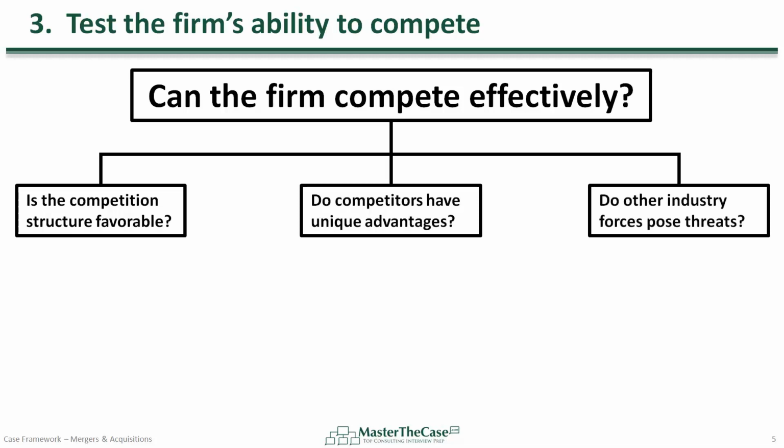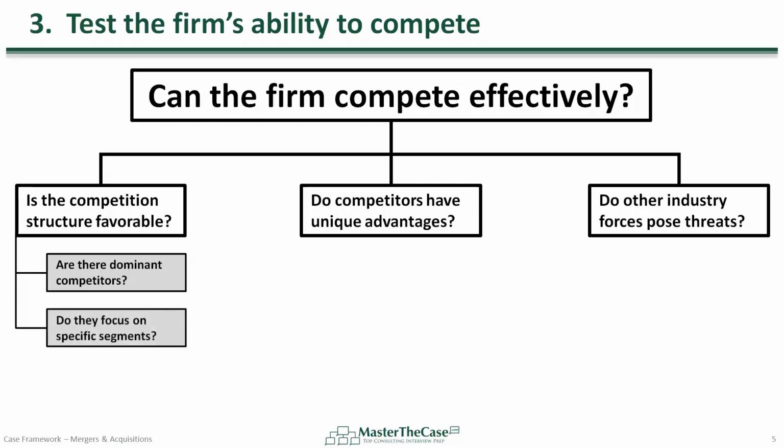To analyze the competition structure, we'll ask two main questions. 1. Are there dominant competitors? We must identify powerful and well-resourced players in order to avoid a direct confrontation with them after the acquisition. Moreover, we must be prepared to abandon the acquisition if it involves a high risk of intense competition. And 2, if there are dominant players, do they focus on specific segments? We must keep away from segments dominated by powerful players and instead identify market areas where competition is weak and fragmented.